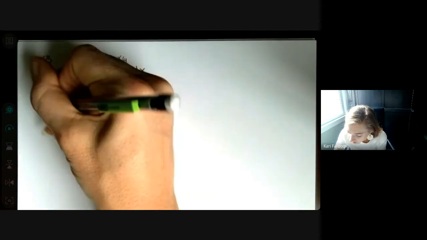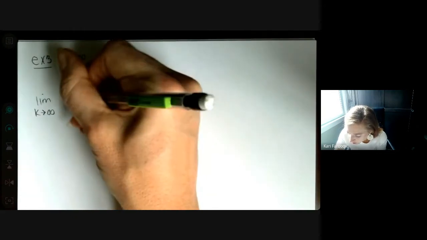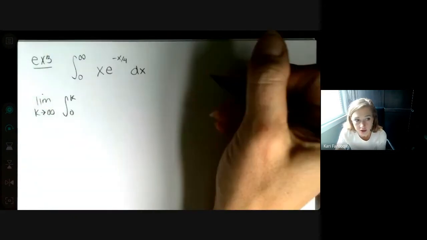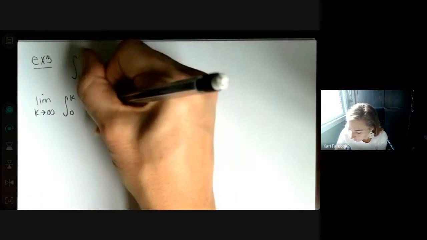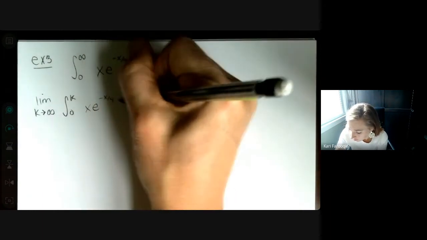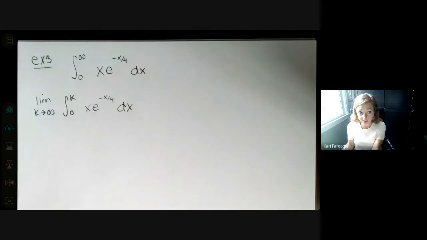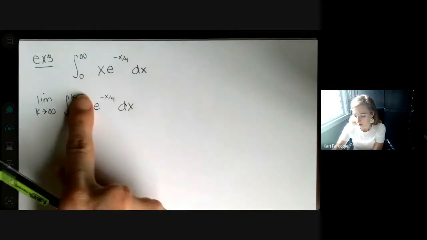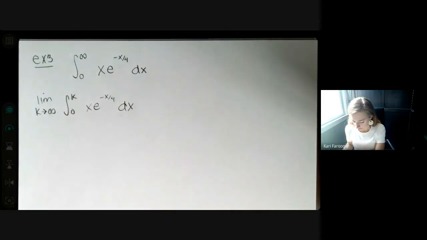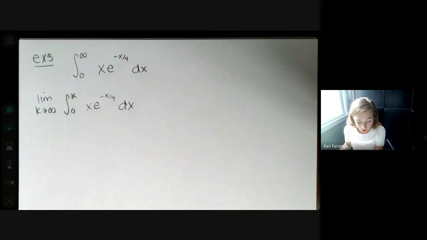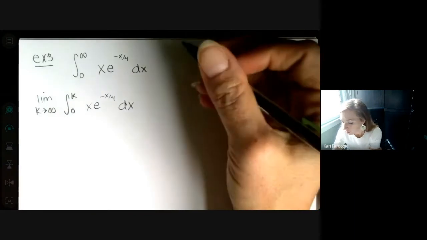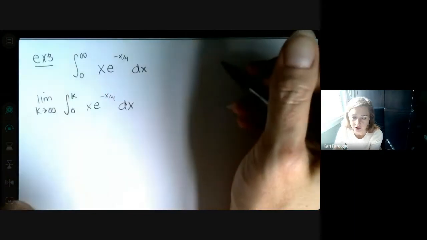So I'm going to write this as the limit as k approaches infinity of the integral from 0 to k of x e to the negative x over 4 dx. That's all we did. We just put a limit on it and then swapped out k and infinity. That's it.